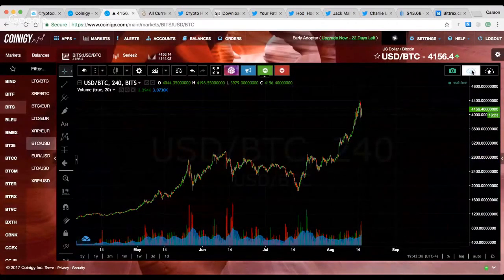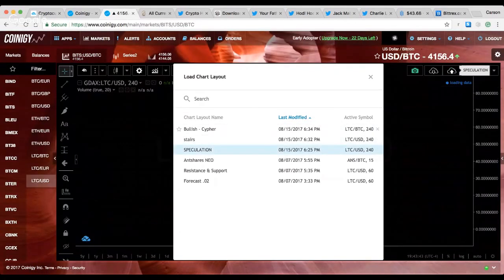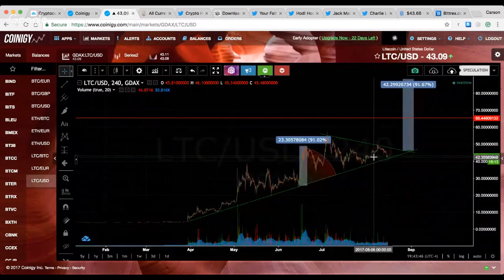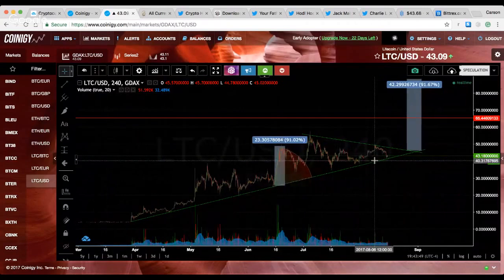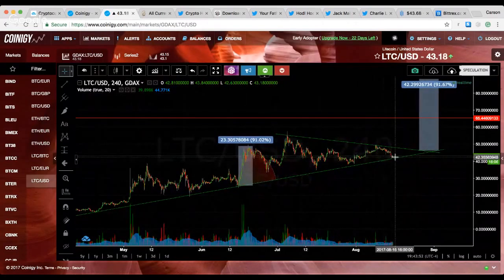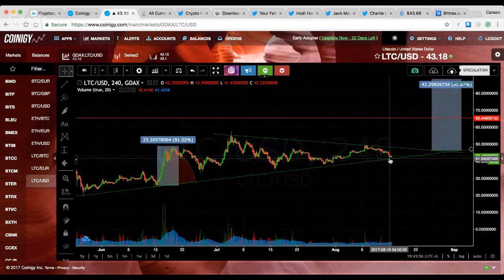Let's load in the trend line for Litecoin. Where am I going right now? Not the bullish cipher. Let's go to the spec. So the trend line wasn't broken for Litecoin. We can see right here that it dropped off quite heavily. I think it went down to like $39 today, if I'm not mistaken. It did go down to $39 today.